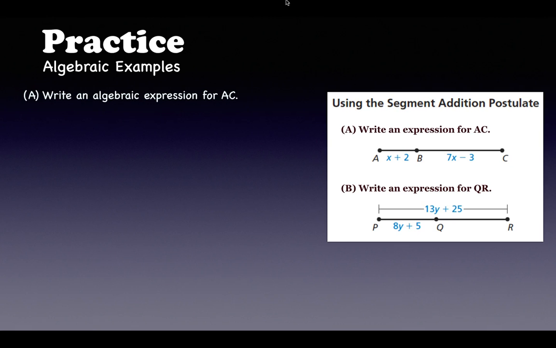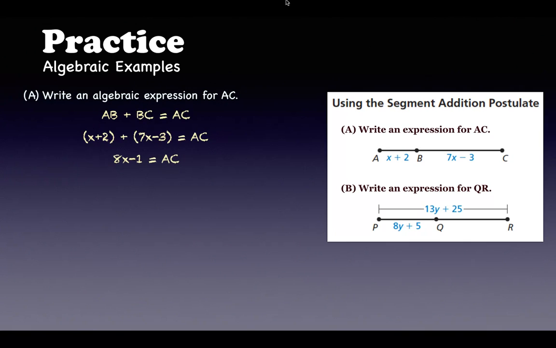Here are some algebraic examples. Again, start with your segment addition statement, then substitute into the segments, and then since our algebraic statements are both on the left-hand side of the equal sign, we can simply combine and simplify, and we get that AC equals 8x minus 1.